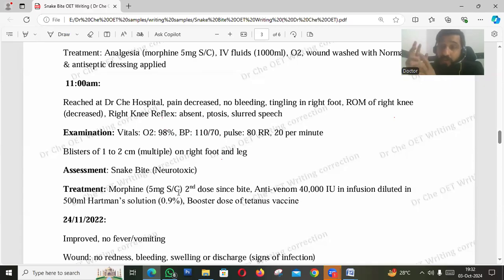No, your letter has become long. You have 10 a.m., 10:30 a.m., 11 a.m. Then what happened to the patient on 21st and 22nd is important. So what you can do is write all these 10 a.m., 10:30 a.m., 11 a.m. in one paragraph, concisely, only the important things. Then you will write what happened on 21st, then what happened on 22nd, and then what is the patient's condition today. So you need to decide according to the situation. There is no fixed rule in OET.